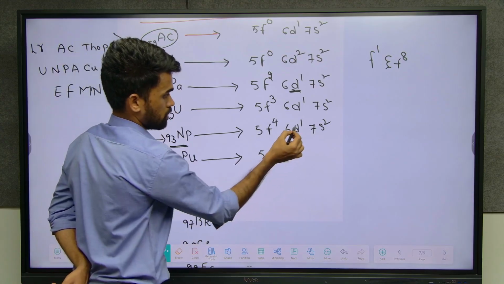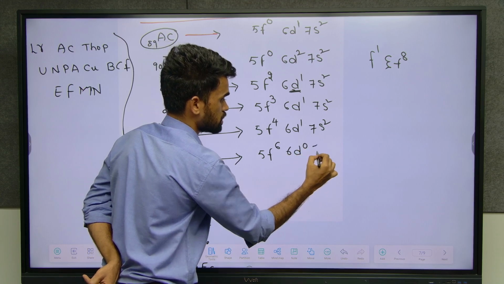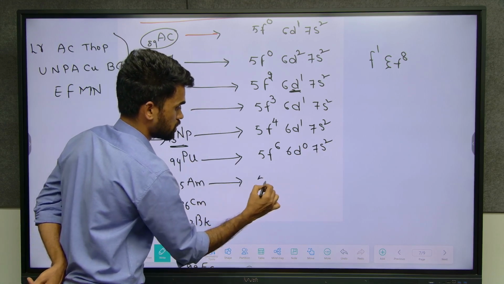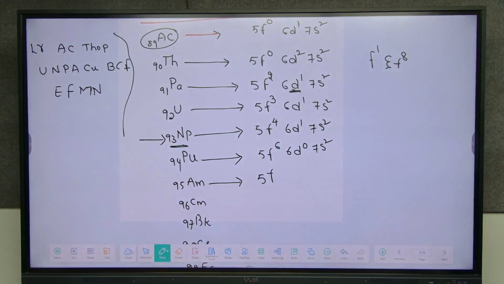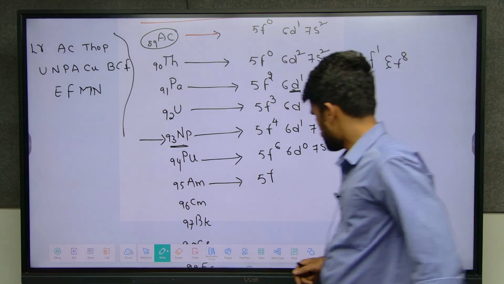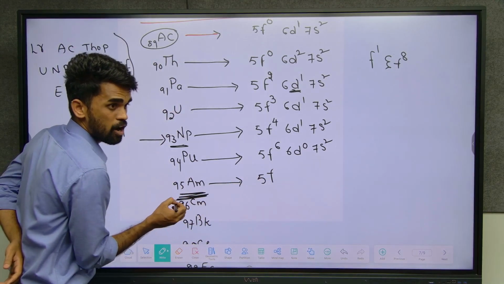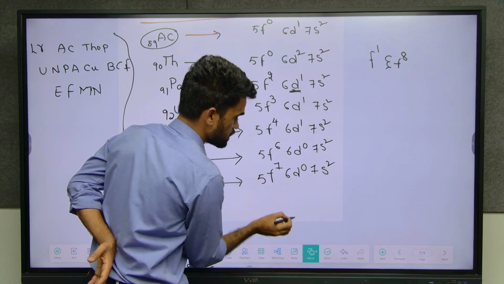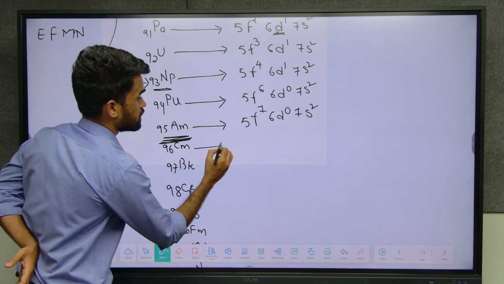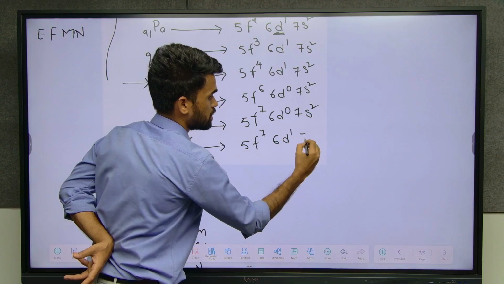5F. This one you write here, what happens? 5, 6, 7 is 2. This one, next, see Americium, half filled now, so 7, 6D0, 7S2. Next, this is like gadolinium. 5F7, 6D1, 7S2.